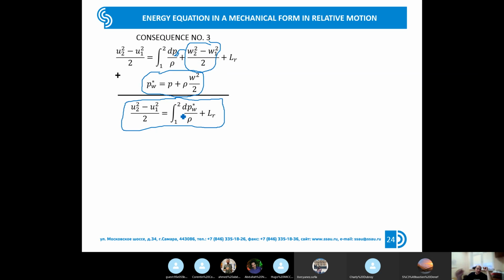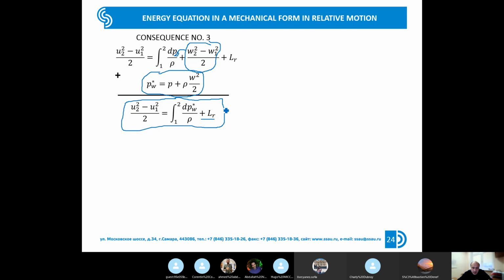So, what could we say looking at this equation? We could say that the total pressure of the flow stagnating in relative motion will change only if you move in the field of action of the inertia force. In other words, if you change the radius inside your rotor wheel. And of course, this value depends on the losses.